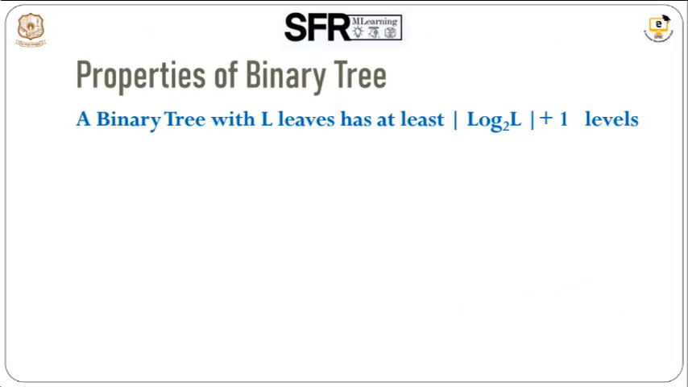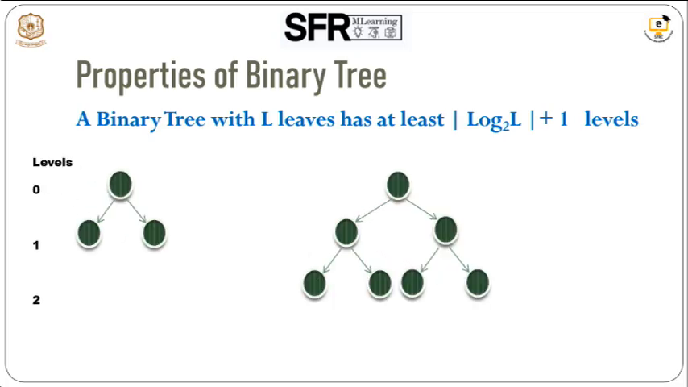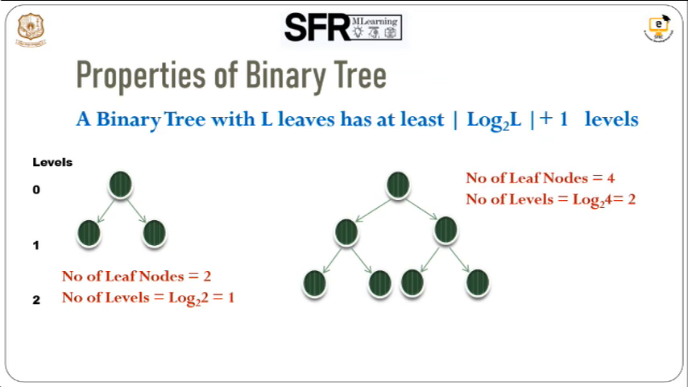So, the final property of the binary tree is: a binary tree with L leaves has at least log L plus 1 levels in that particular tree. So, let me check that. In the first diagram the number of leaf nodes is 2. That means the number of levels allowed in this tree with 2 leaf nodes is log 2, which is equal to 1. That is, only one level is there in this tree. In the second tree, the number of leaf nodes is 4. So, the allowed number of levels for this tree is log 2 of 4, which is equal to 2.